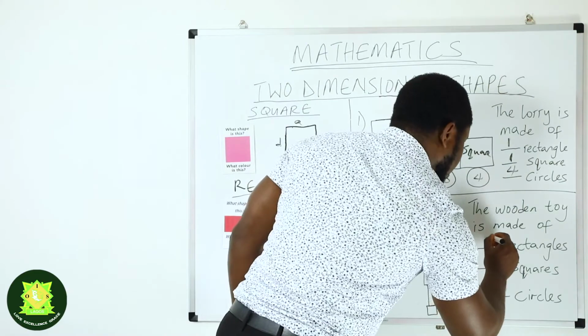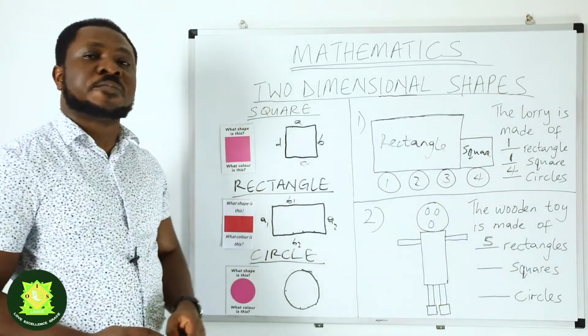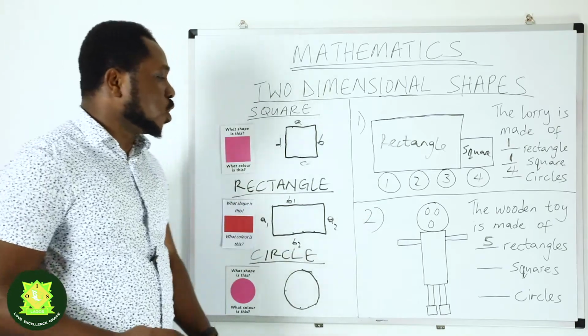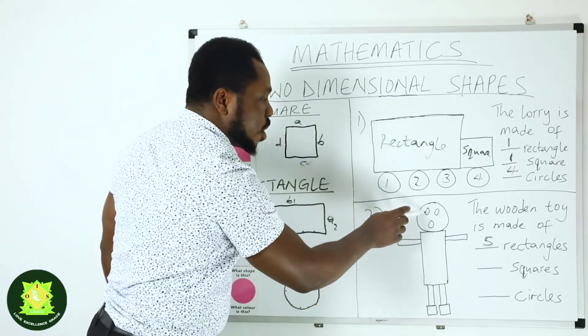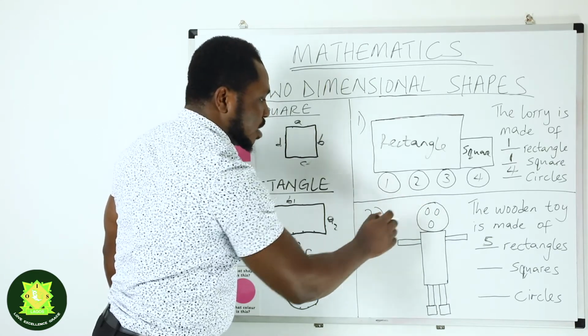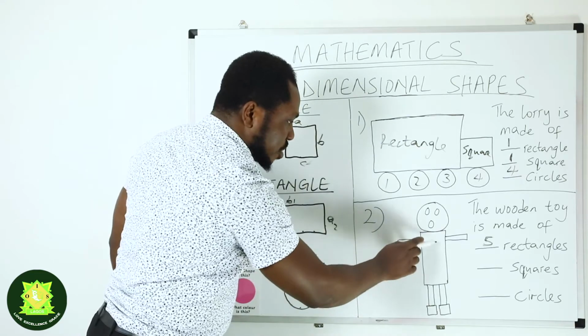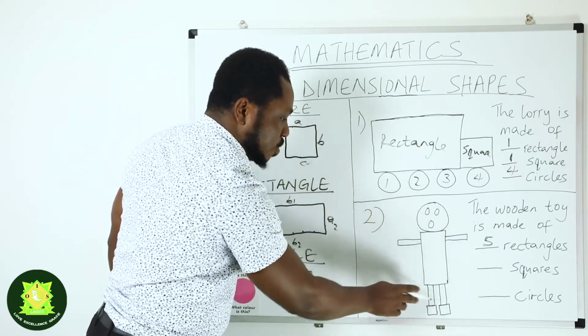Good. So how many squares is the wooden toy made of? We've sorted out the rectangles. So is this a square? No. Is this a square? No. All these are circles. Of course, these are rectangles. The body is a rectangle, the arms are rectangles, the legs are rectangles.